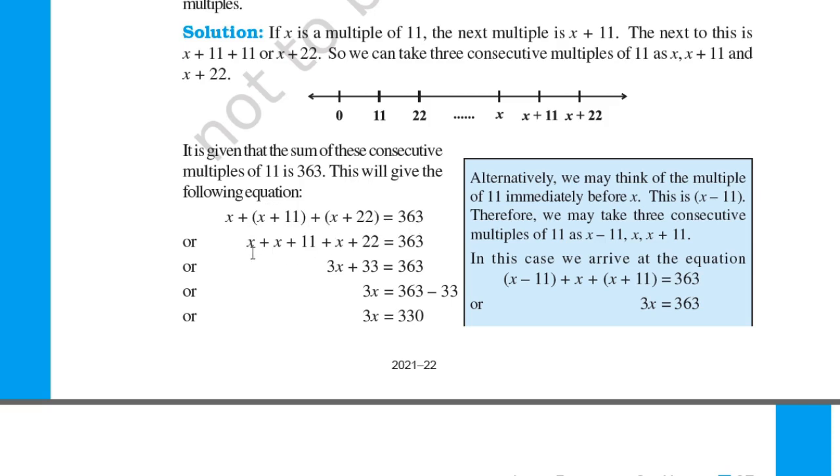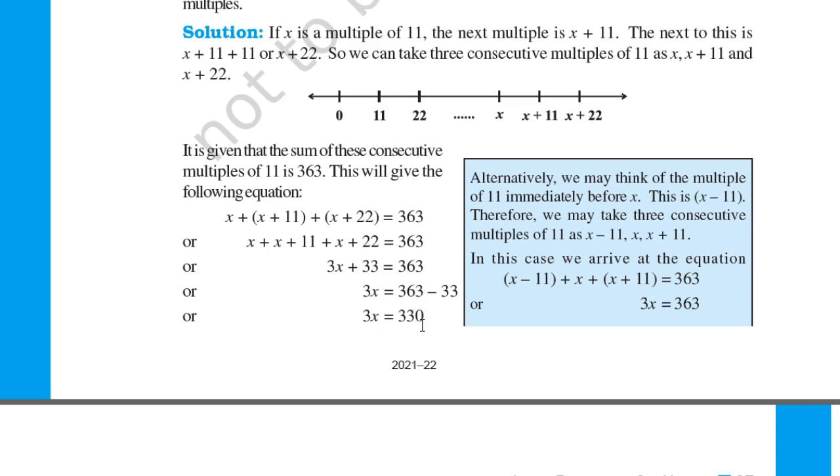So x plus x plus 11 plus x plus 22 is equal to 363. So we'll add all the x, that will become 3x, and 11 plus 22 is 33, that will give 3x plus 33 is equal to 363. So we'll transpose it to the RHS. So 3x is equal to 330. So x is equal to 110.